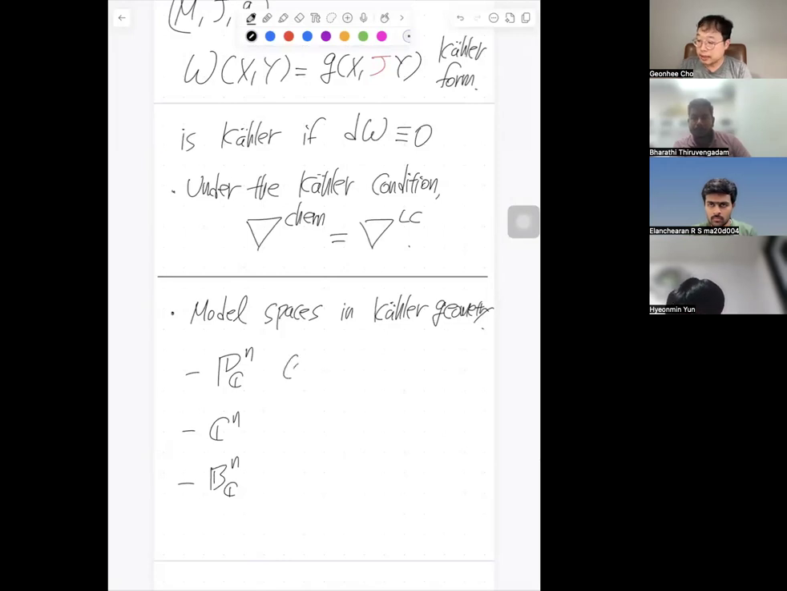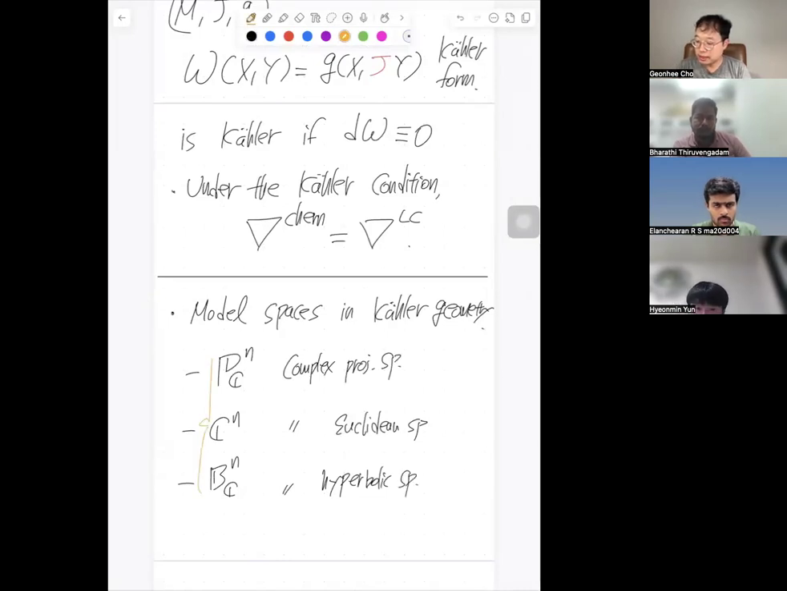So this is called the complex projective space. This is just the complex Euclidean space. And this is the complex hyperbolic space. As we call them model spaces, we assume these are topologically simply connected. If that's not the case, then we need to take the quotient by the automorphism group. But as long as we consider the model spaces, we usually assume them to be simply connected. Otherwise, we need to specify what that means for the model.